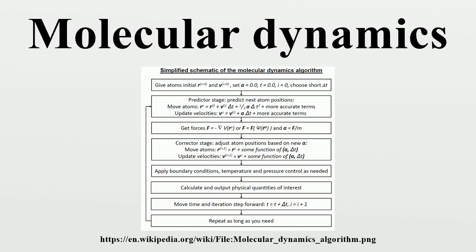History. Following the earlier successes of Monte Carlo simulations, the method was developed by Alder and Wainwright in the late 50s and Rahman in the 60s. In 1957, Alder and Wainwright used an IBM 704 computer to simulate perfectly elastic collisions between hard spheres.